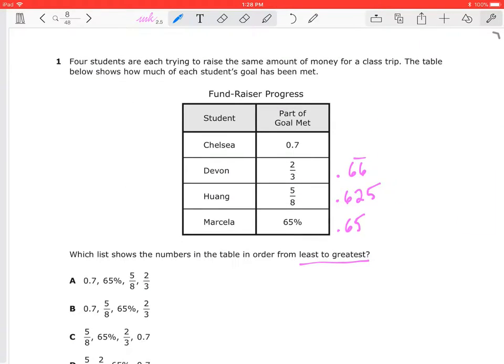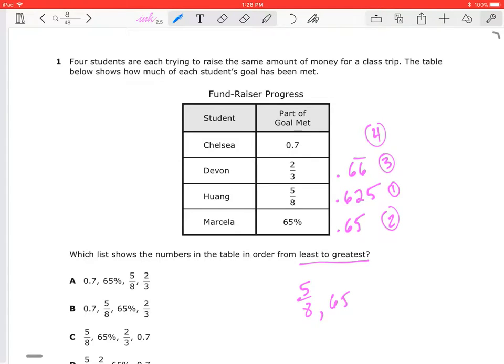Well, obviously, this one's the smallest. So this should be 1, and then this should be 2, and then this should be 3, and that should be 4. Sorry, I don't know what I'm doing there. We should have 5/8 first. Then we'll have 65%.